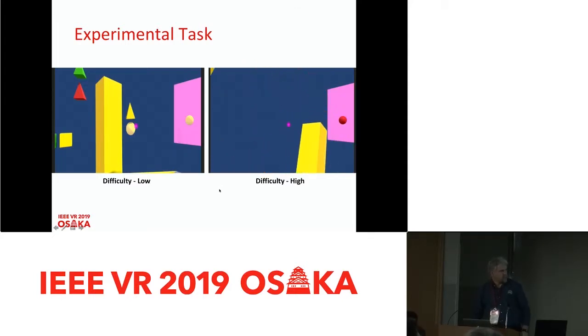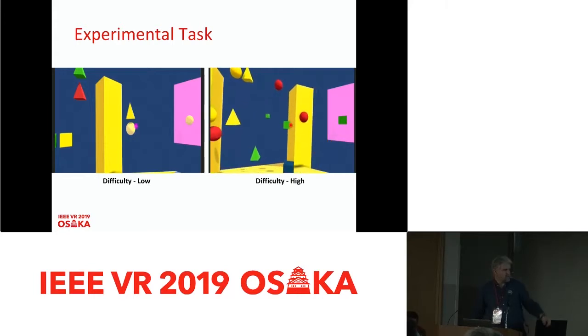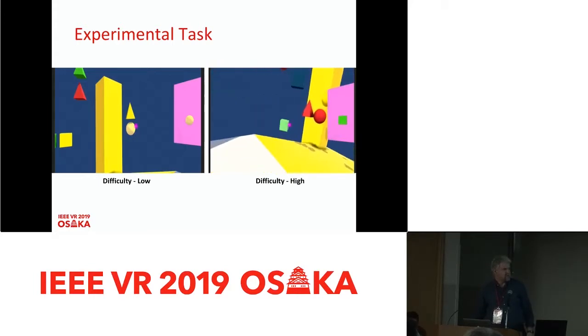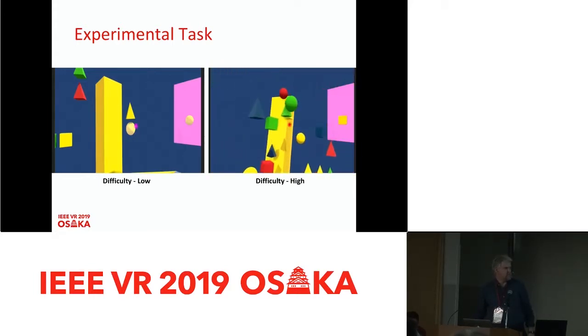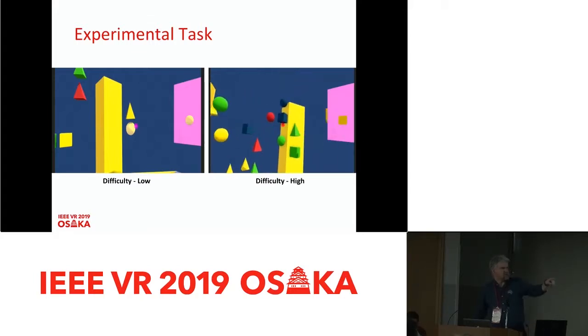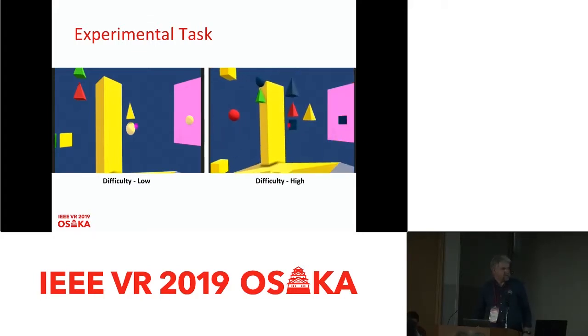So now he's got to click on all the red balls. There are multiple red balls, and some of them are moving, and some of them behind other objects. Now it's the yellow cube. So you can see there's one up there, which was quite hard to find. So it becomes more and more complex.